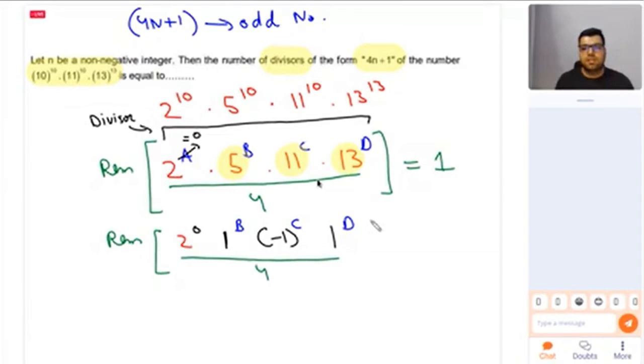This is equal to 1. Okay, so now things are clear to us. By now we have understood that A is definitely equal to 0. And this value over here, let me multiply.